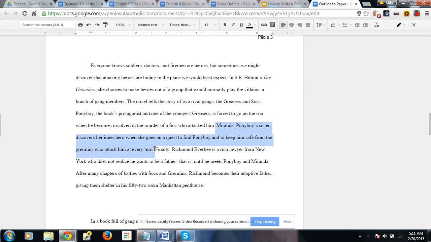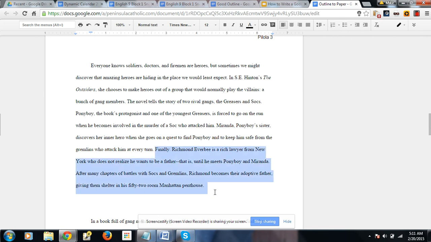Now, you might notice that my character B and my character C aren't actually real characters from the book, but it still gives you a sense of what I'm looking for from you. So all you'd have to do is replace Miranda and Richmond Everby with whatever character B and character C you wanted to talk about in the book. So that's how you do the background information.